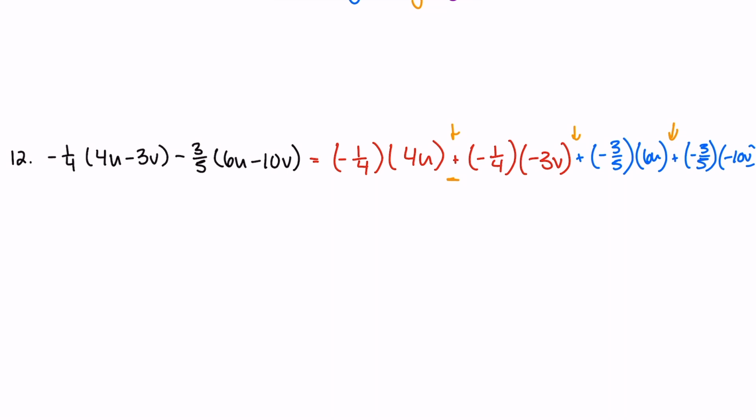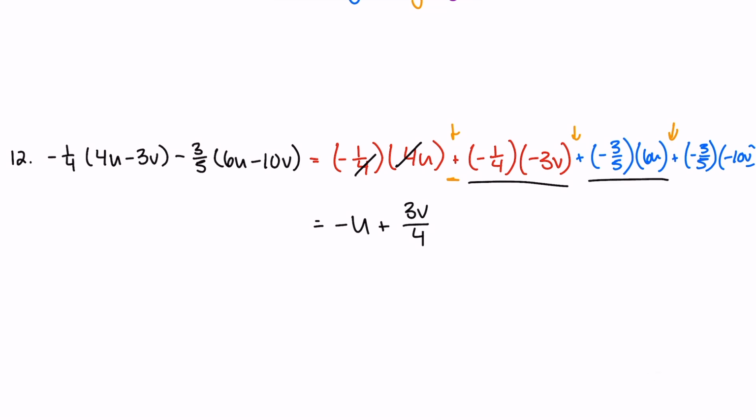But moving on, we have -1/4 times 4u. So since we're multiplying by 4 but also dividing by 4, that would cancel out as 4 divided by 4 is 1. So we can cancel that. So now we're just left with -1 times u, which gives us -u. And now for over here, we have -1/4 times -3v. So a negative times a negative makes a positive. And then 1 times 3v is just going to be 3v, and we're dividing by 4. So we get 3v over 4.